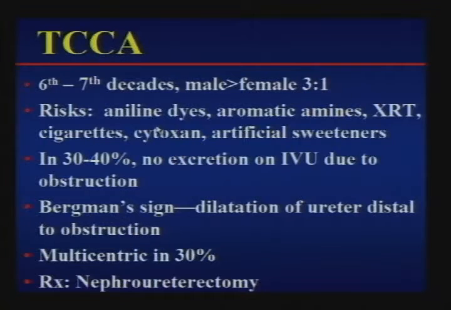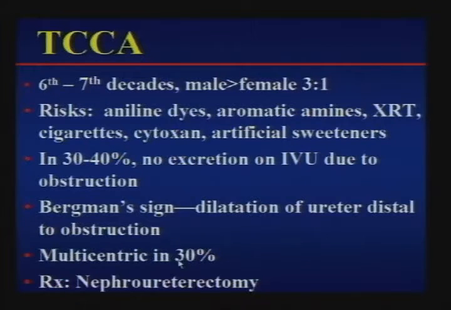Remember, there are risks. There are natural and not so natural things that we like to use in life. Artificial sweeteners, I guess. No one really likes Cytoxan. But at any rate, I want to point out, for those of you who have never seen it, Bergman sign. Remember that when you have a lesion in the ureter, it can prolapse back and forth in the ureter, not exactly a ball valve type of thing, but as the lesion itself prolapses a little bit distally, it actually causes dilatation of the ureter distal to the level of the obstruction. It's also called the goblet sign.